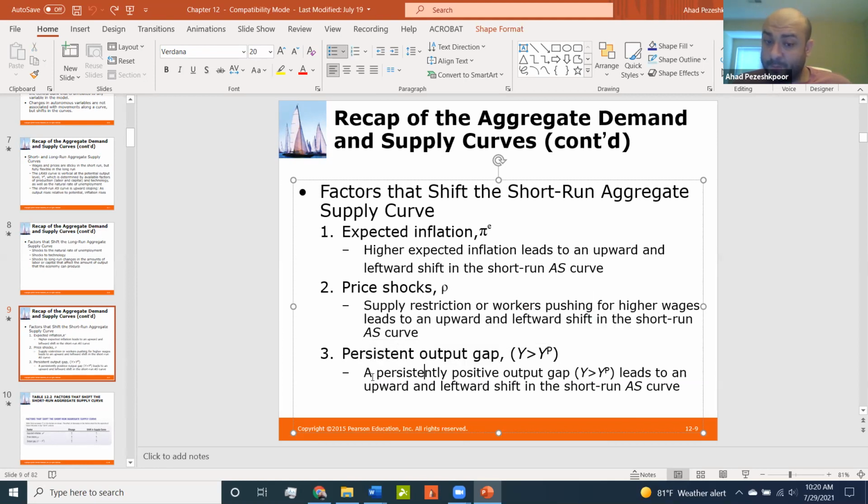A persistent output gap, a persistent positive output gap, leads to an upward and leftward shift in the short-term aggregate supply. Why? Because it means that the economy is producing too much, it's overheating. So basically it needs to come back. This is what people said about the US economy during the Vietnam War, that you're producing too much, more than you should be producing. You're overheating the economy with all this inflation and everything. So the economy needs to come down. Therefore, an upward or leftward shift in the aggregate supply.